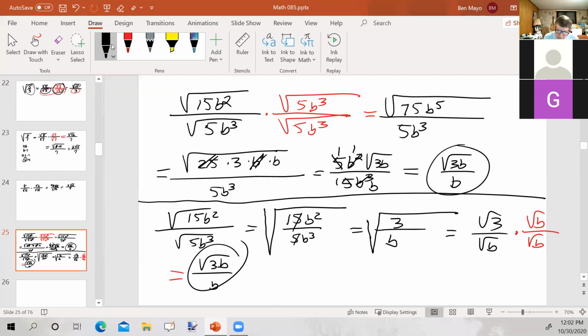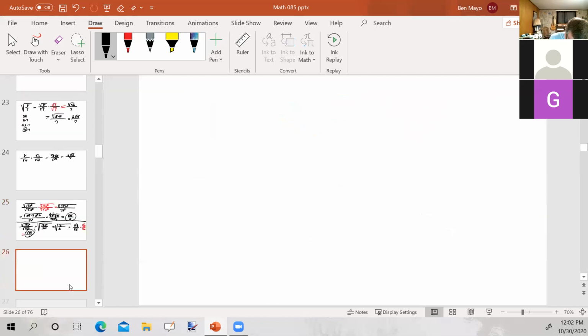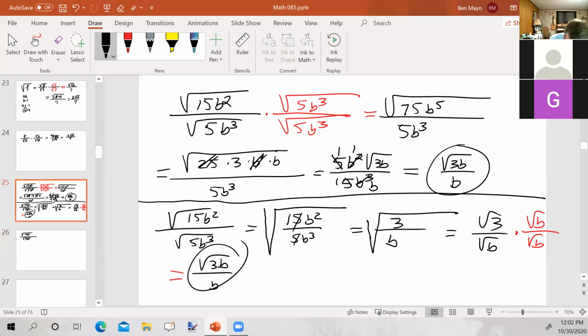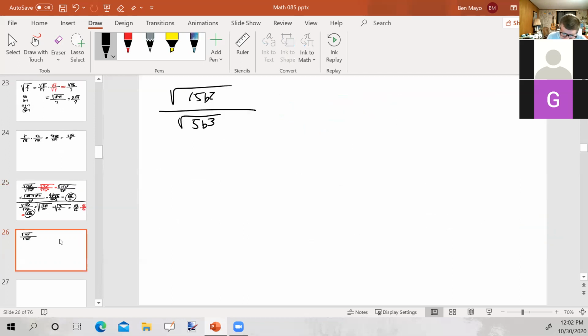All right. I'm even going to look at this thing the third way. Just what you wanted, huh? Okay. 15b squared over 5b cubed. Is that correct? Yes.